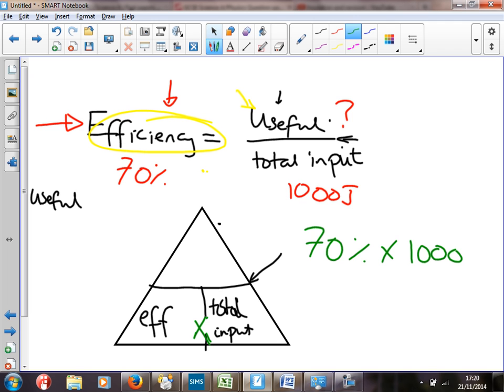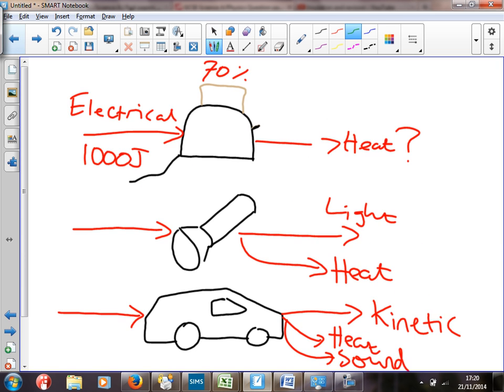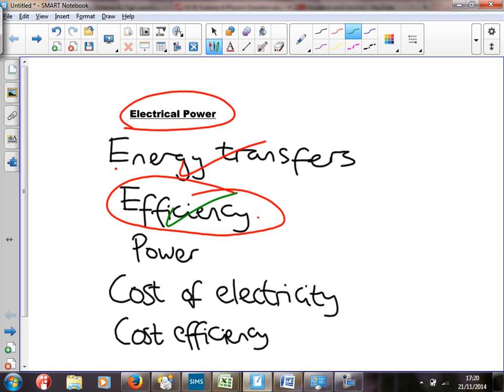Now be warned here, there's a trap. That's a percentage. 70% multiplied by that does not give you 70,000, because 70% of course is equal to 0.7 in real terms. It's a decimal, okay? So what that means is it's going to be 0.7 multiplied by 1,000, and as many of you have guessed well in advance of me, we're going to get 700 joules of useful energy out in that example. Okay, efficiency, done. We're happy with that.